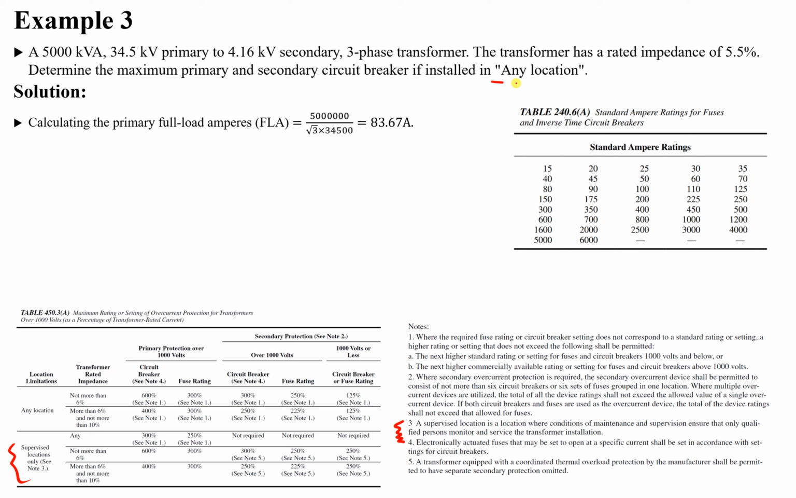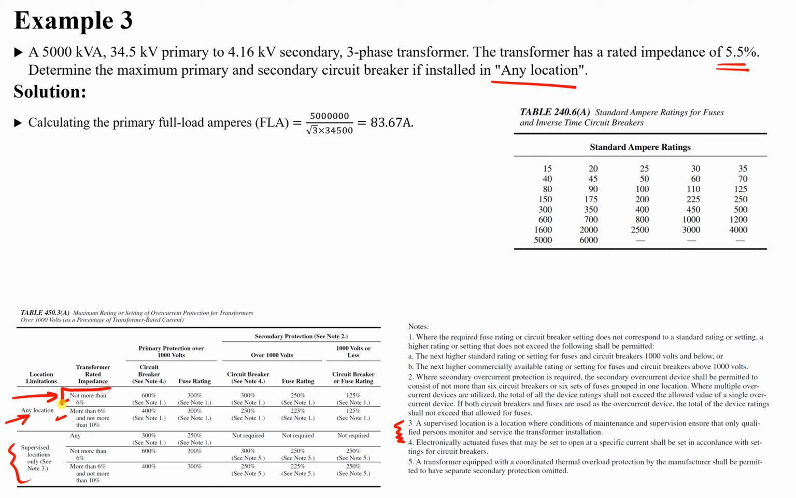We need any location. We don't care about supervised or non-supervised. So we are going to use this one here. Number 2, what is the impedance of the transformer? Is it 6% or less, or more than 6% and not more than 10%? Our transformer here is 5.5%, which means we are talking about this row here.